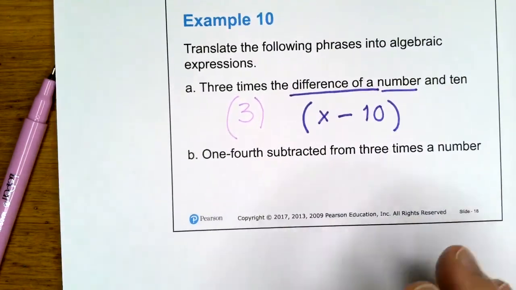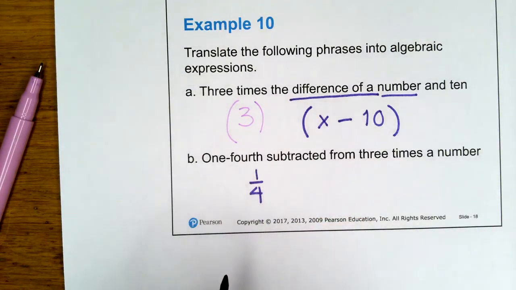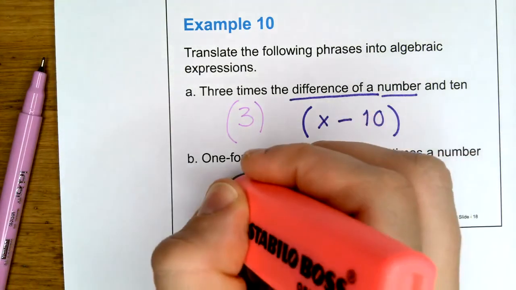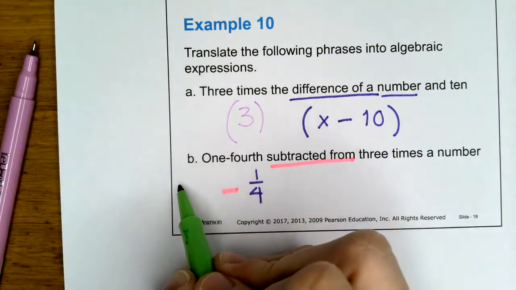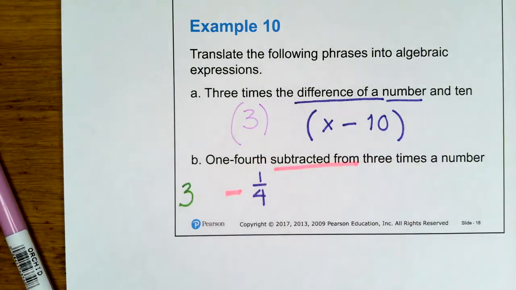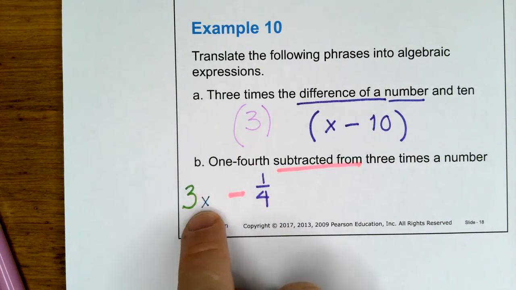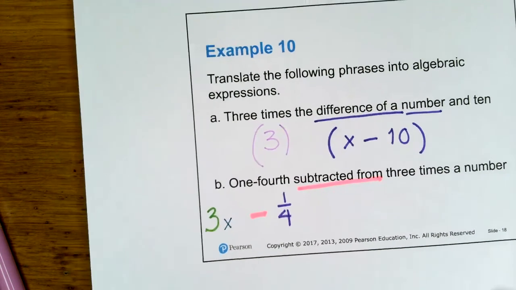Here we have 1/4 subtracted from, they really are testing us with the subtracted from, subtracted from 3 times a number. And remember, they told us our number was x. 3 times a number. I don't really need parentheses until I replace that x with a number. Good.